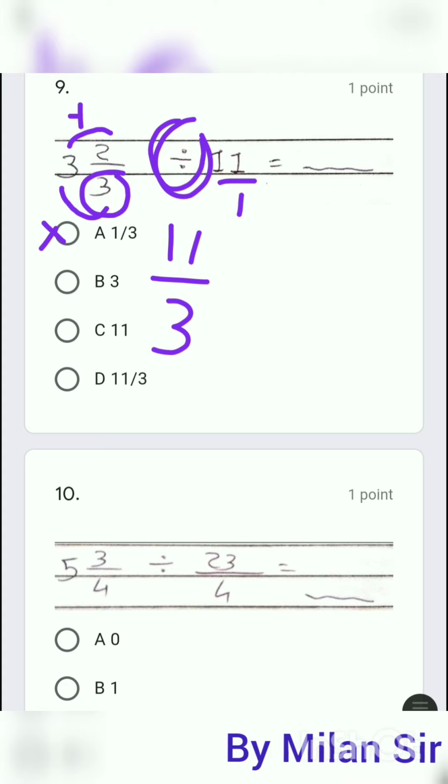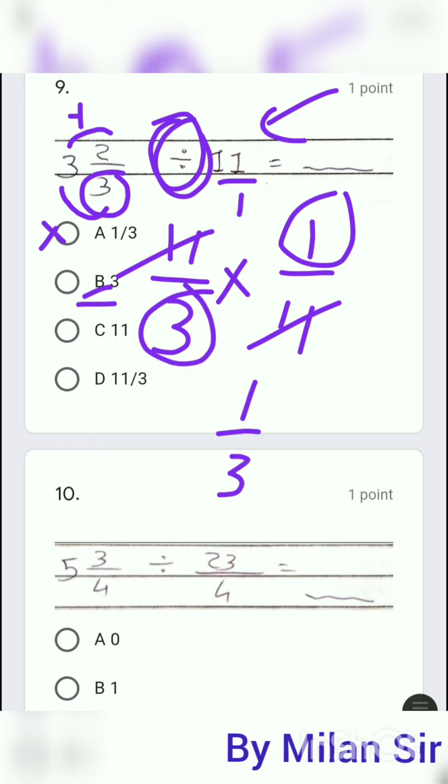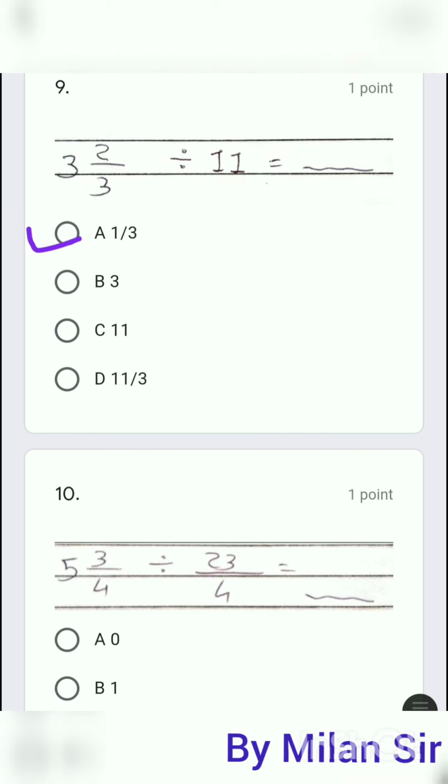And how we can convert this division into multiplication? For that we need to take reciprocal of our second number. Okay, if we want to convert division into multiplication, then we need to transfer our numerator and denominator. Okay, so 11 by 1 becomes 1 by 11. Okay, now we can solve this. So 11 11 cut, here 1 divided by 3, so 1 by 3. This is the final answer. So 1 by 3, it is our answer. That means option A is correct. Okay, option A is correct here.